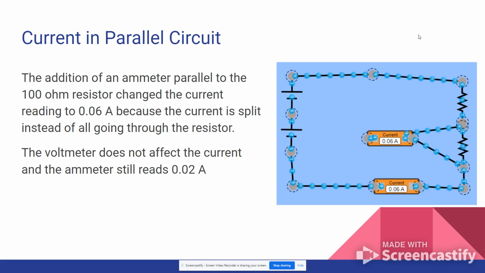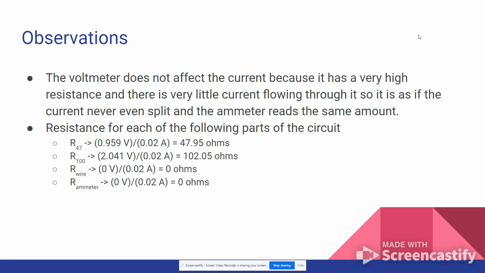When an ammeter is placed parallel to the 100 ohm resistor, the current read by each ammeter was 0.06 amps. This is because the current was split instead of all going through the resistor. When a voltmeter was replaced, the ammeter still read 0.02 amps. The observation that was made states that the voltmeter did not affect the current because it had a very high resistance and there's very little current flowing through it. So it is as if the current never even split, and the ammeter reads the same amount.